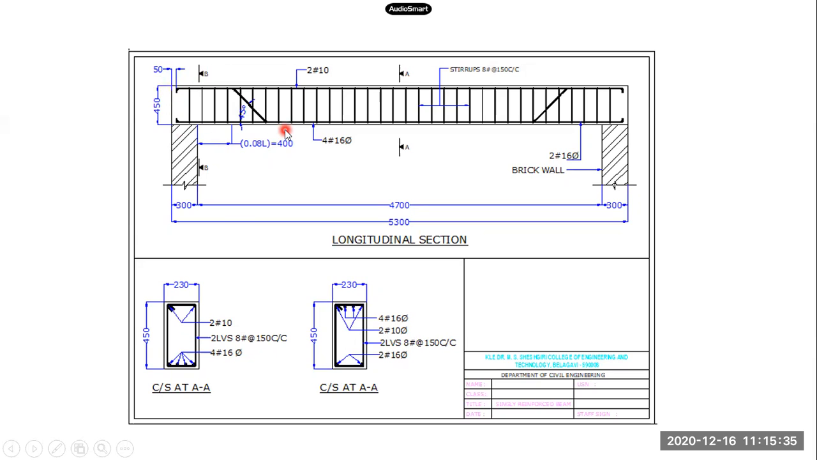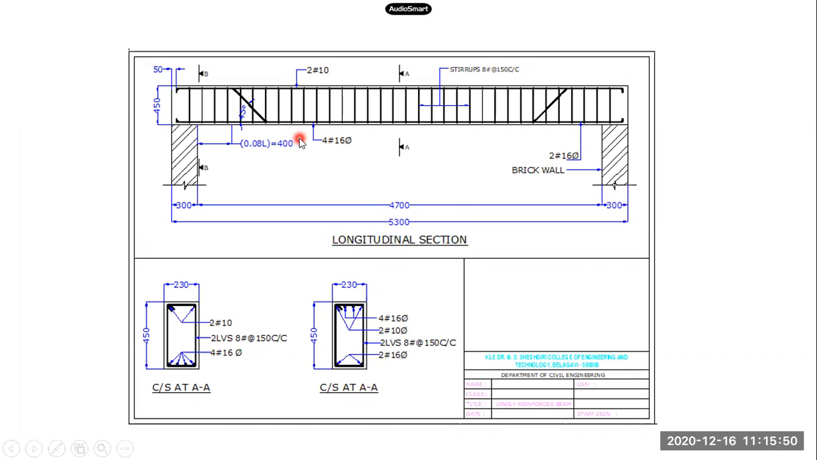Rest other, what about the cover to the main reinforcement? In case of beam, 25 mm cover. Okay, if not given, take it to be 25 mm. The cover to the main reinforcement or the hanger bars should be 25 mm for beams.